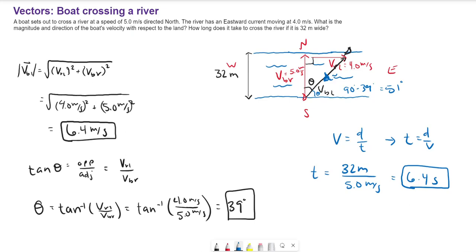You should get the same time no matter what, because we're moving this vertical distance in the same amount of time that we're moving that horizontal distance. So the time would be the same no matter which one you use. Just make sure it's in the same direction. So anyway, our time, given that we know the width of the river, is 6.4 seconds.